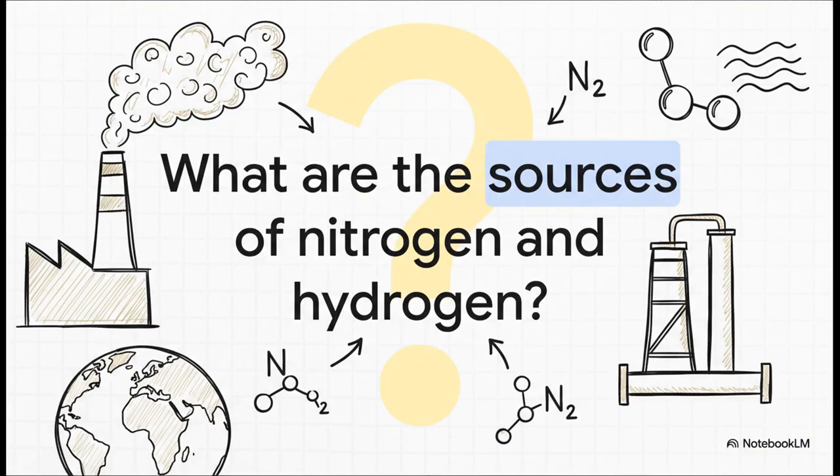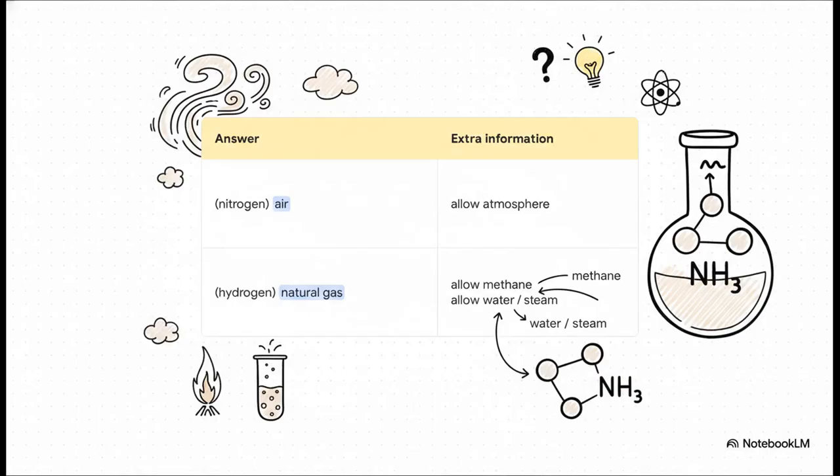So, first up for 2 marks, give the sources of the nitrogen and of the hydrogen used in the Haber process. Pretty straightforward recall question, this one. Just take a moment. Where do these 2 vital gases actually come from? Now check this out. This is straight from the official mark scheme. For nitrogen, the answer is air, simple enough, but they'll also accept atmosphere. And for hydrogen, the main answer is natural gas. But look at the other options. You could have also said methane, or even water/steam. Knowing these alternatives can be a real game changer.